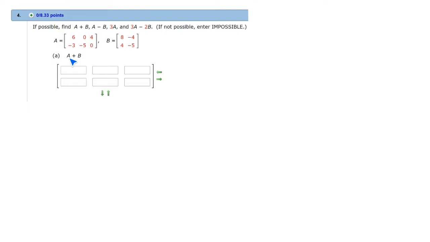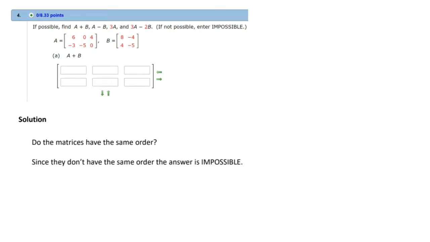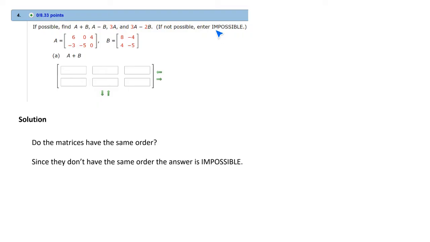So here it wants us to add a plus b. The size of a is 2 rows and 3 columns, so this is 2 by 3. For b, we have a 2 by 2. Can we add those two matrices? Well, we cannot, because they don't have the same size. This is 2 by 3, and this is 2 by 2. So we would enter the word impossible.